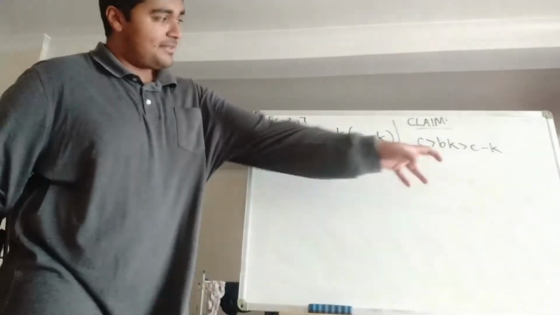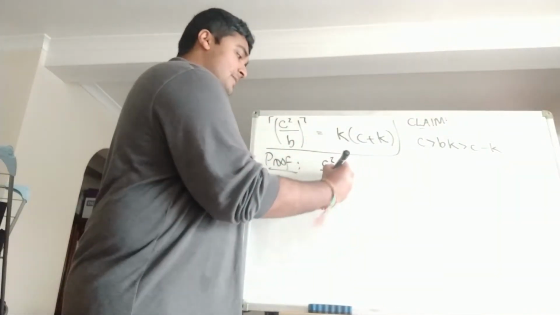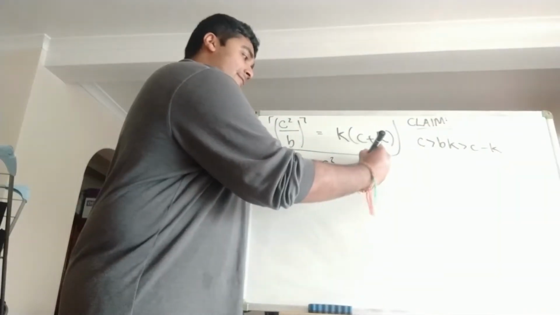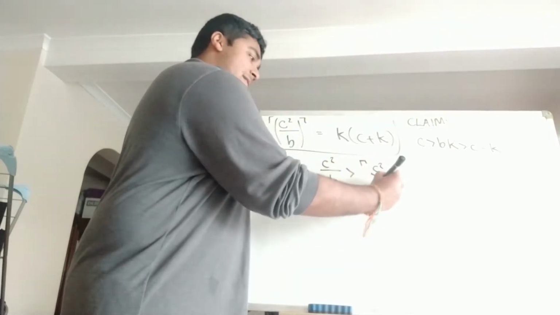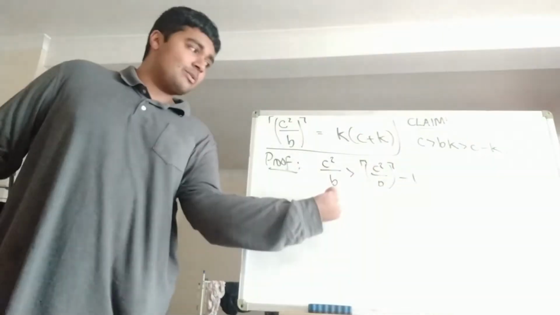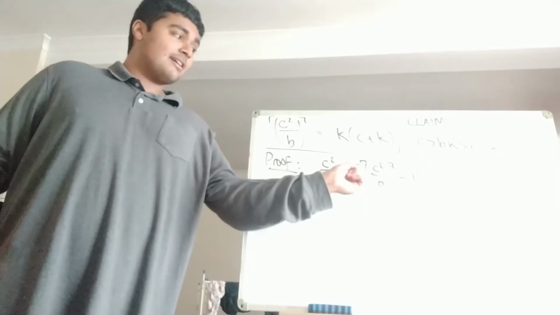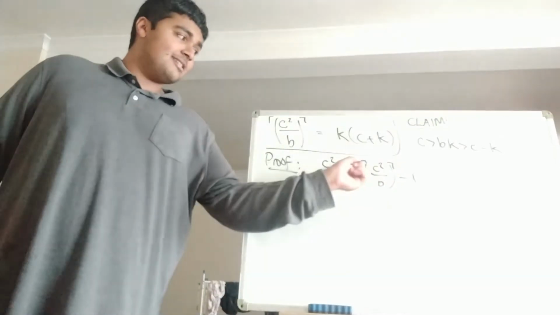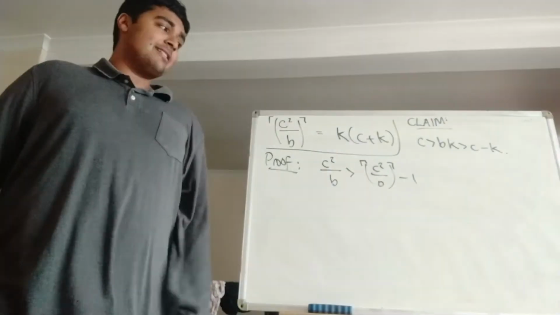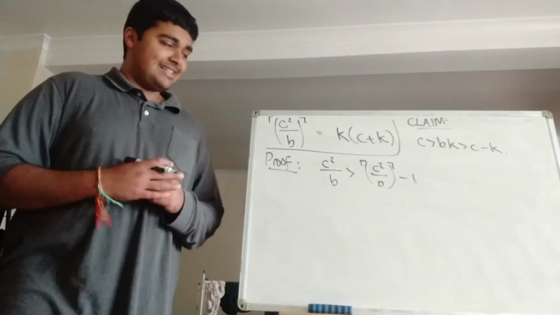Let's start with the first part of the inequality, c being bigger than bk. Well, notice that c squared over b is strictly bigger than the ceiling of c squared over b minus 1. Okay, so I claim this inequality here is true. Firstly, if c squared over b is an integer, then we can get rid of the ceiling signs here, and we get c squared over b is strictly bigger than c squared over b minus 1, which is obviously true because minus 1 is strictly less than 0.